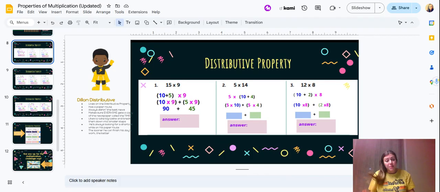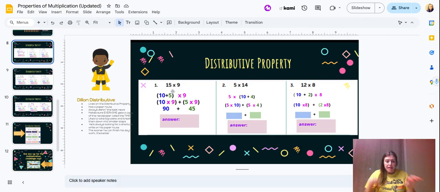So we have some pretty big problems here that you wouldn't be able to solve using your multiplication chart alone. Well, some of them you can, most of them you can't. So we're going to break them down. Okay, so on the first page, I broke them down for you and found your two products, and you're going to find the sum. Okay, so for example, I have 15 times 9.